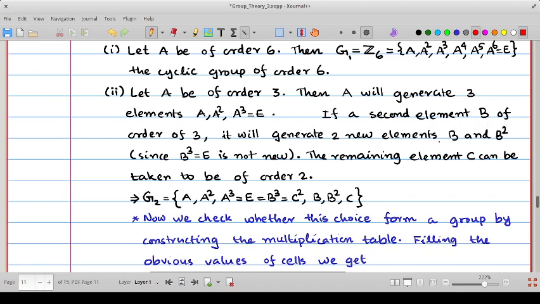Now how many elements do we have now? A, A square, then A cube equal to E, B, and B square. We have 5 of them.